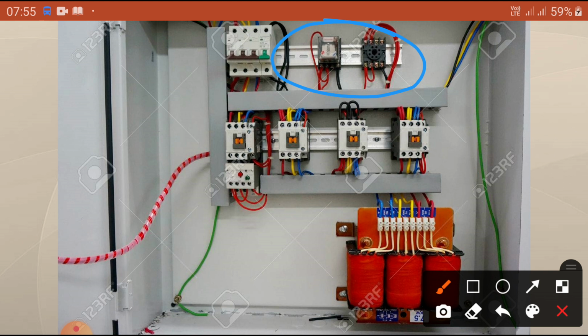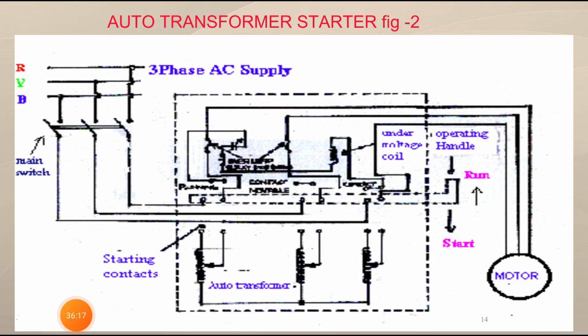Okay, if you want to see the figure, you can see how this simple circuit is converted to this one. This is the automatic auto transformer starter. Here everything is provided, the simple circuit we have seen, with the help of the under voltage and overload, all will be protected with the help of these arrangements. Manual operation is only this here. You can see the manual operation.